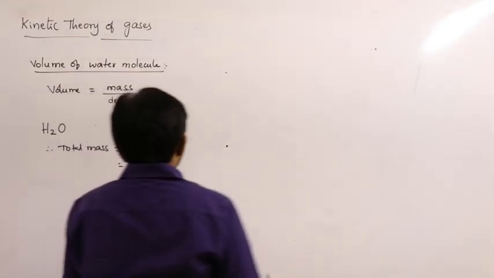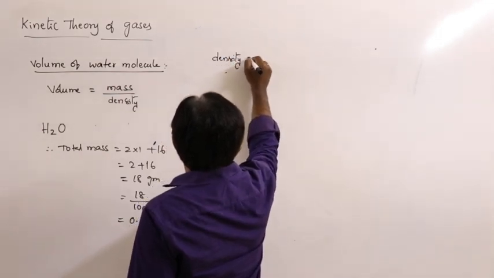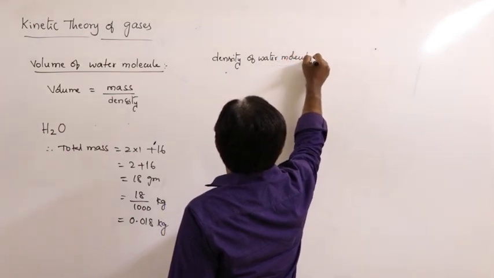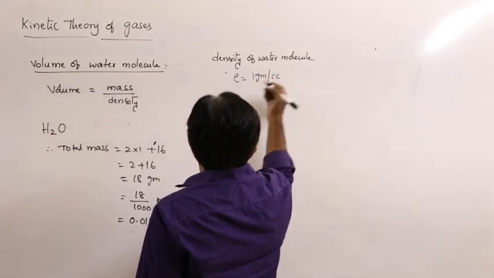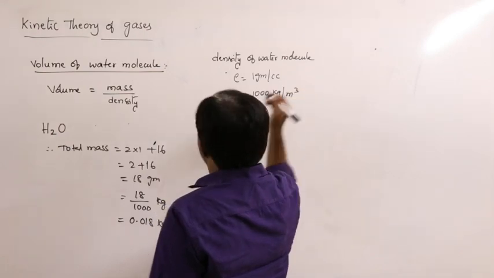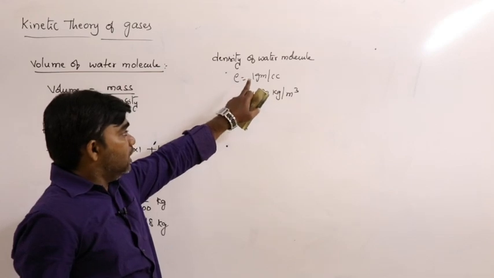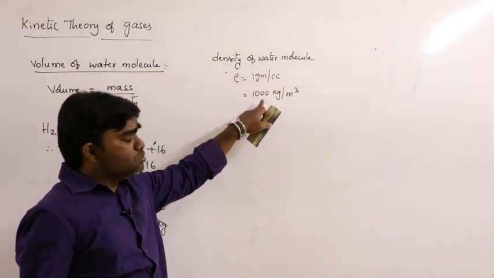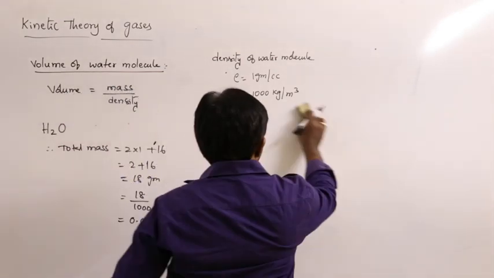So now, what is the density of the water molecule? So density we know this is 1 gram per cc or 1000 kg per meter cube. This is the fixed value. Density of the water is the fixed value. It does not change. So density is equals to 1 gram per cc or 1000 kg per meter cube.